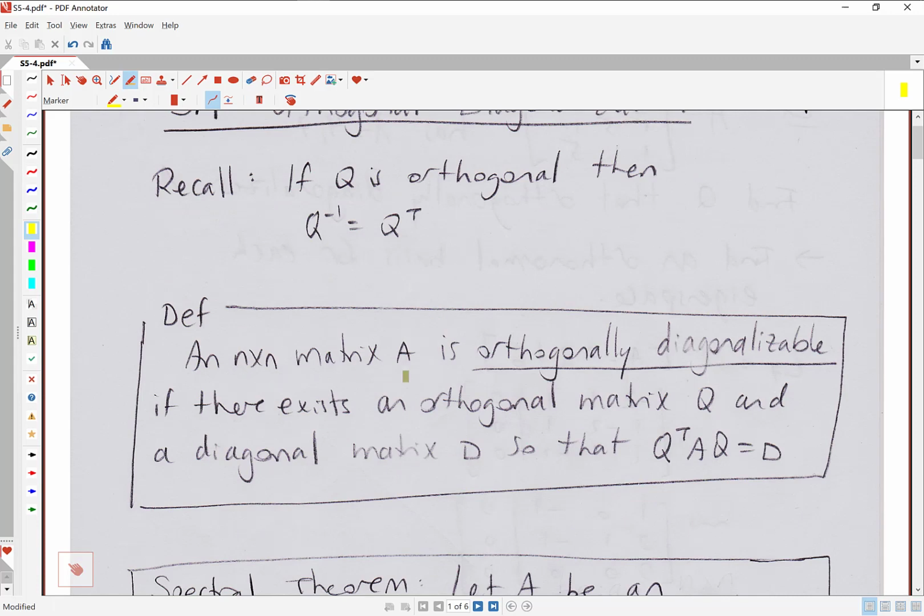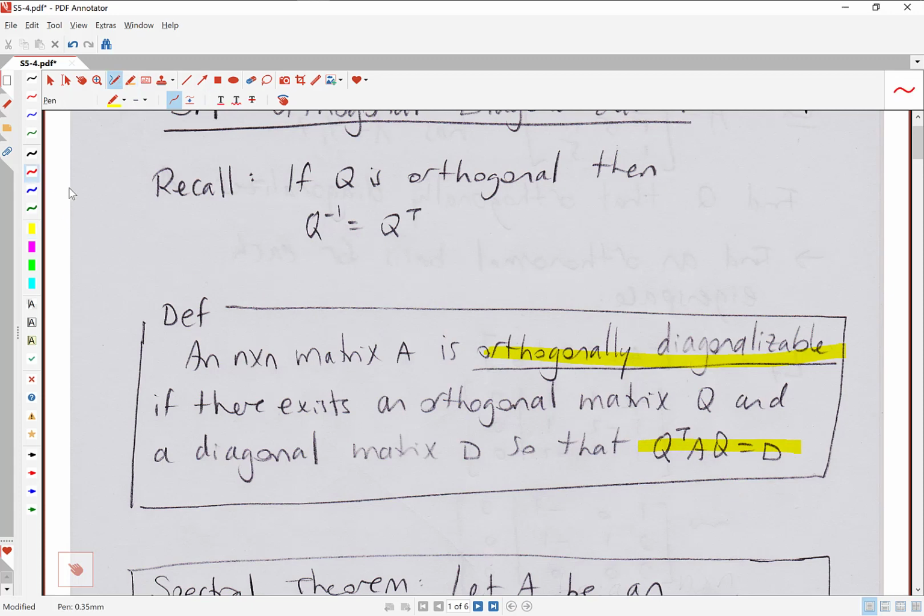We'll say that a square matrix A is orthogonally diagonalizable if there exists an orthogonal matrix Q and a diagonal matrix D, so that Q transpose AQ equals D.